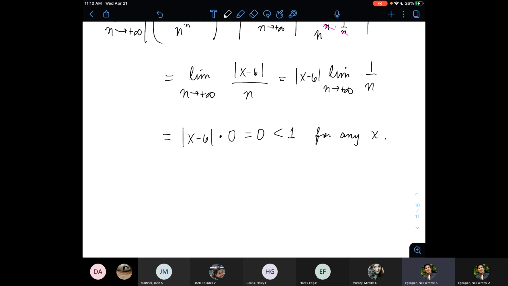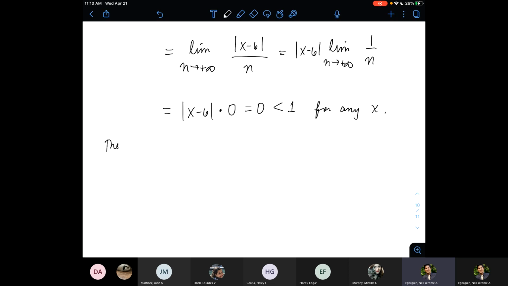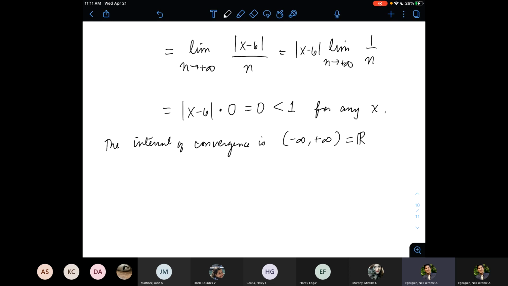Since the limit of the root is less than 1 for any x, then the radius of convergence, or sorry, the interval of convergence, is from minus infinity to positive infinity, because we see here that the series will converge absolutely for any value of x, because no matter what x is, the limit of the nth root will just go to 0, which is less than 1. So you can also write this interval as simply the set of real numbers.